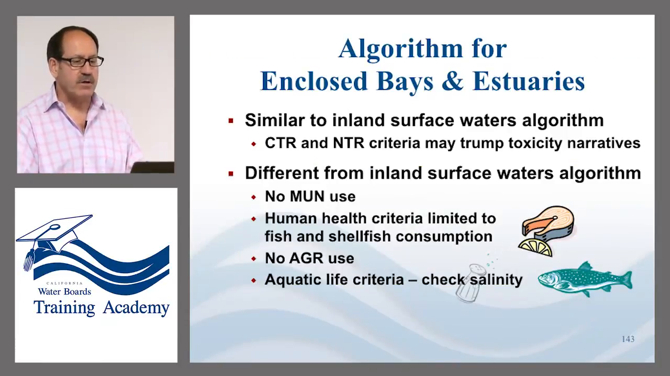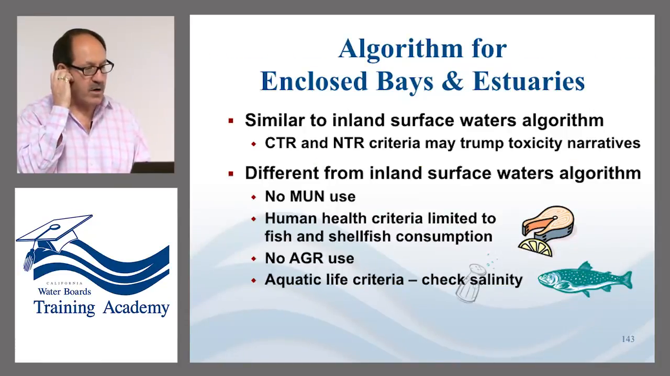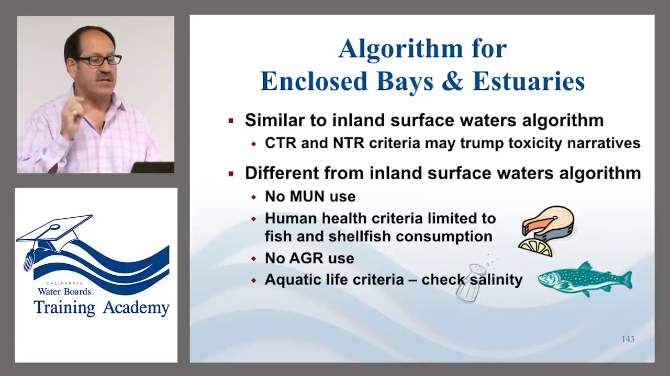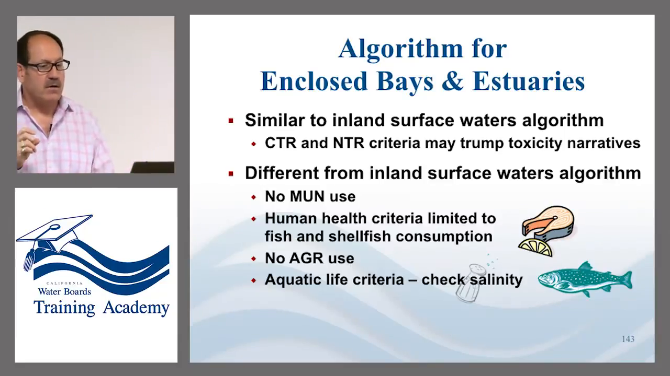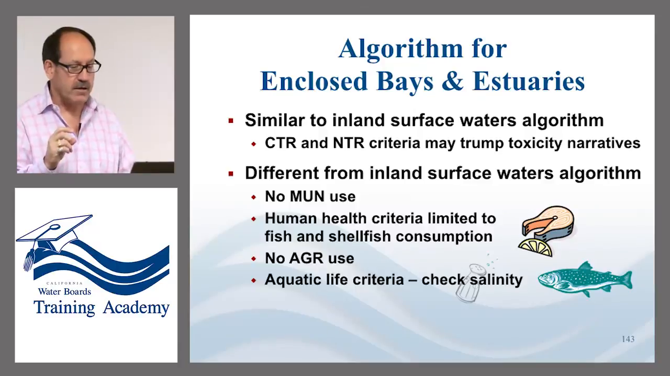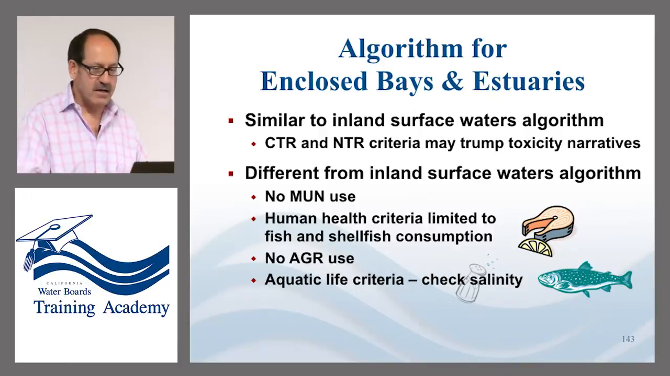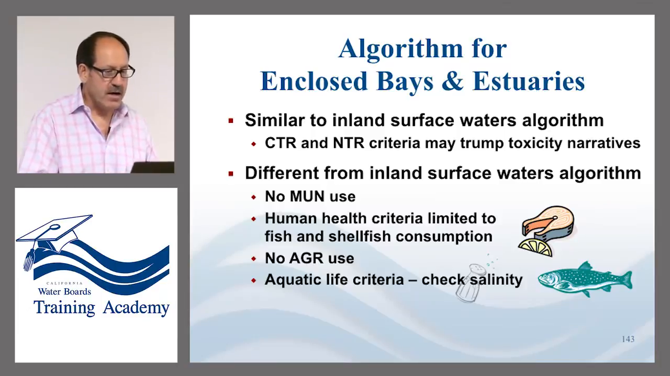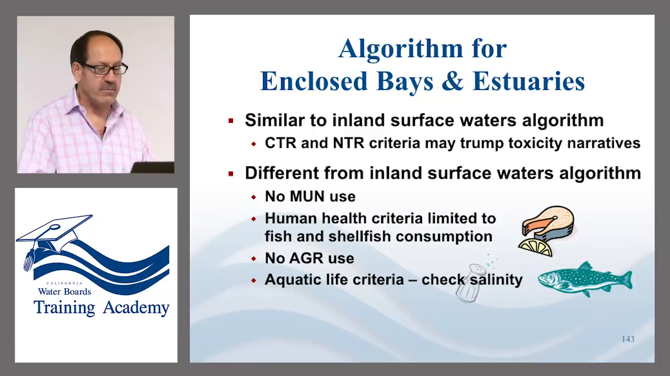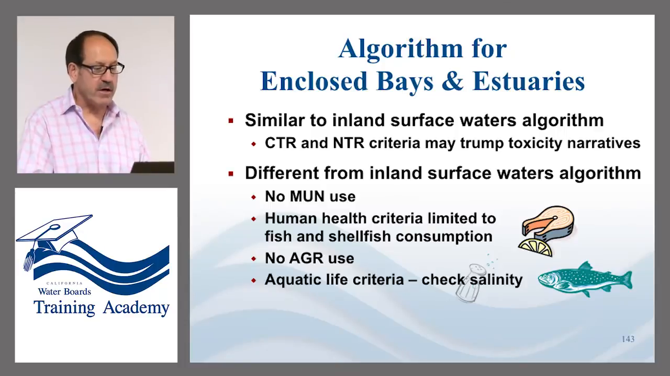Enclosed bays and estuaries. It's fairly similar to the inland surface waters algorithm in that we have CTR and NTR criteria that invalidate the use of narrative toxicity recommended criteria. It's different, however, from the inland surface waters algorithm in that there's no municipal or domestic supply use. The water is normally too saline. And the human health criteria are limited to fish and shellfish consumption, no direct consumption of the water.